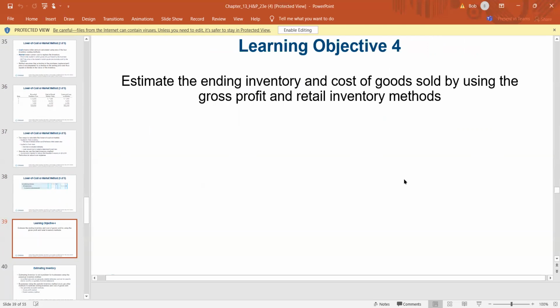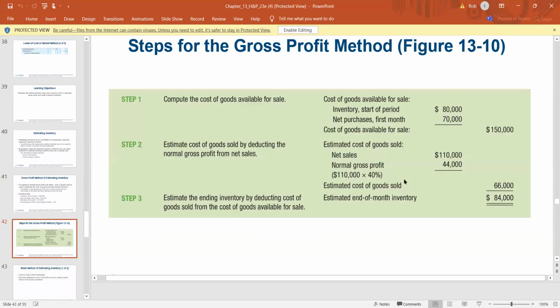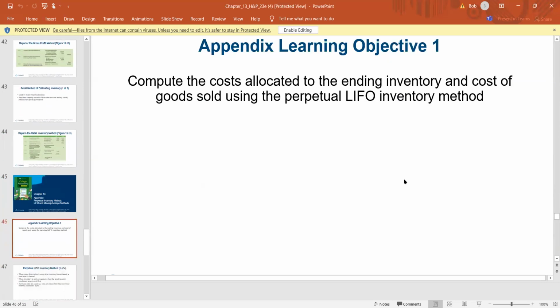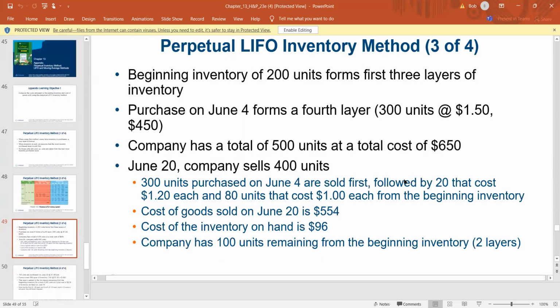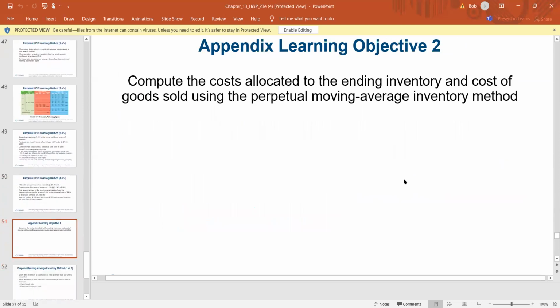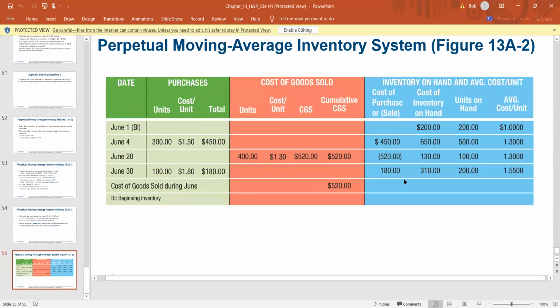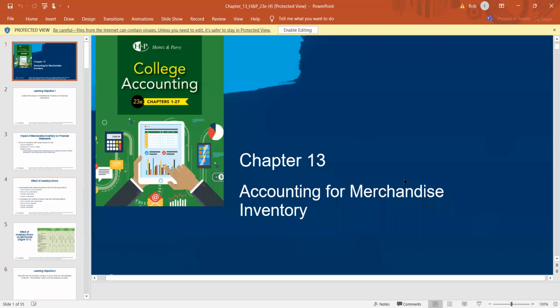We're getting into the estimated methods. No, we're not. Retail method. Yeah, we've covered this already. This would be redundant in terms of details. So that pretty much concludes today's lecture. Anybody have any questions?